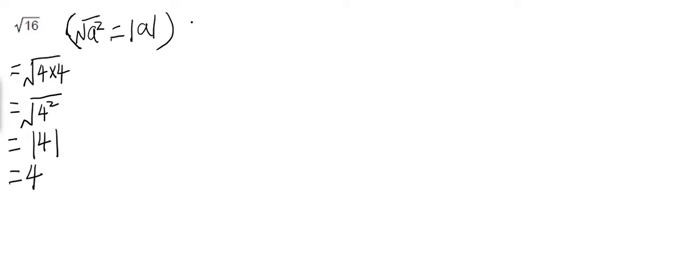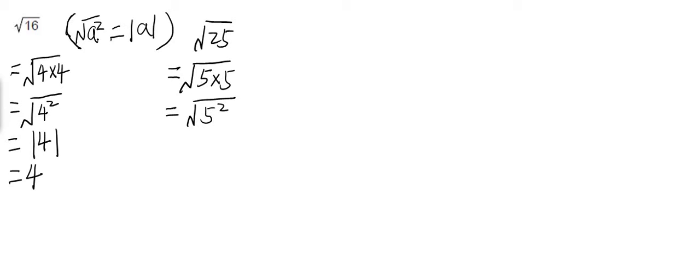Now let's take a look at another example. How to evaluate the square root of 25. Very similar to the previous example. We still do the factoring. 25 we can write down as 5 times 5. Okay, and then we can write down as 5 square. So following this formula, that will boil down to the absolute value of a. A is 5, and that gives you 5.